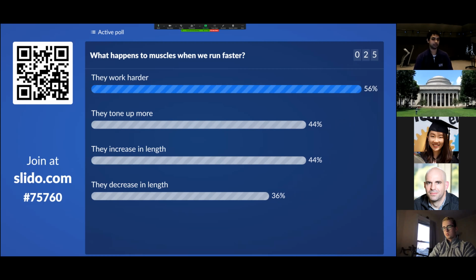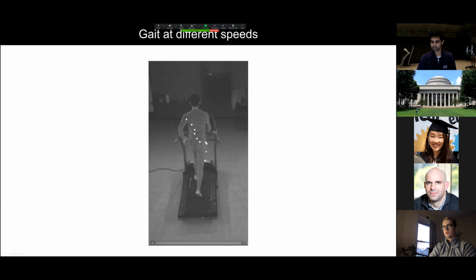So let's examine what happens, right? So we have our motion capture system. We can actually look at it. Okay, so there's a treadmill in the background. I don't know if you can see. I use that to run around and put markers on myself at different speeds.